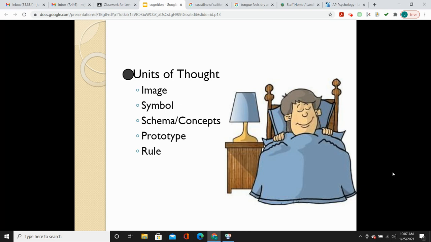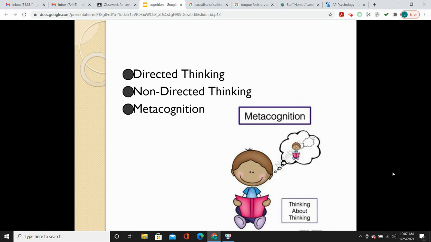And finally, a rule is a statement that connects multiple concepts together. So if I drove to this grocery store to get orange juice, then driving would be a mode of transportation, grocery store would be a type of business, and orange juice would be a type of beverage. We use these types of thoughts to guide how we think.